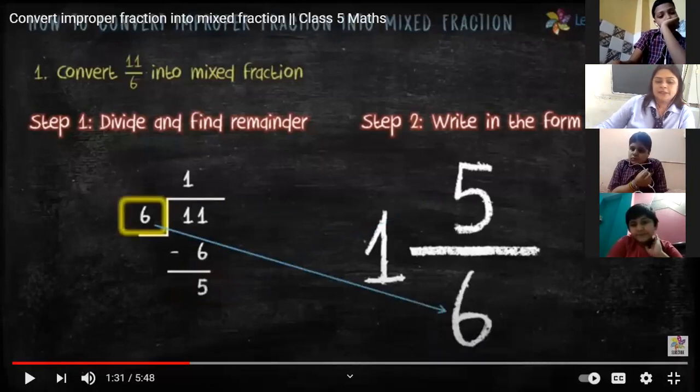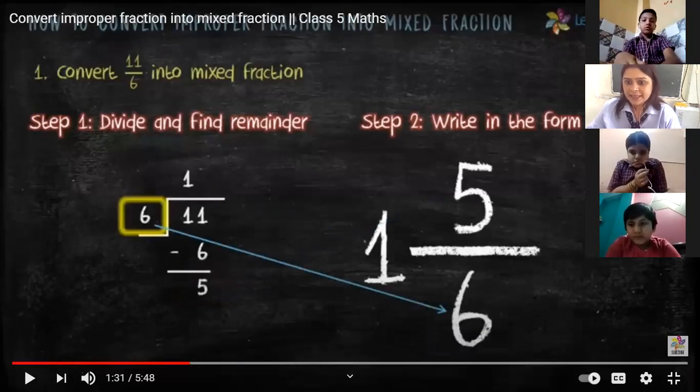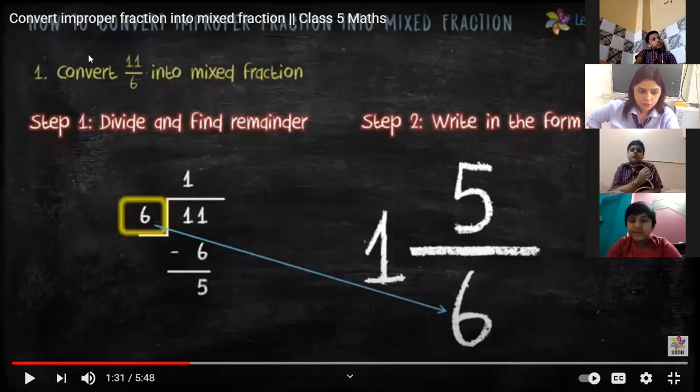So in the second step, what are we going to do? Can you tell me, students? Shreyansh, what is the second step? We have to write in the form Q R by D, the quotient, remainder, and divided by denominator, or we can say the divisor. Yes. D represents both here.